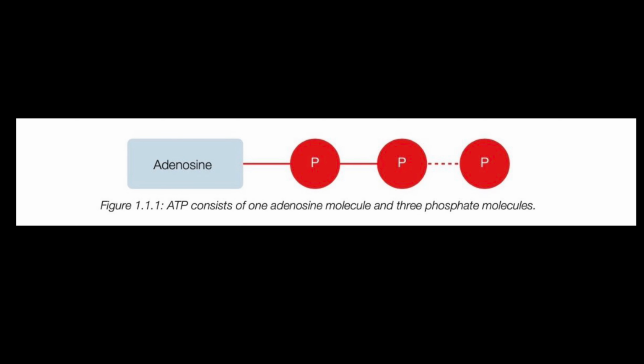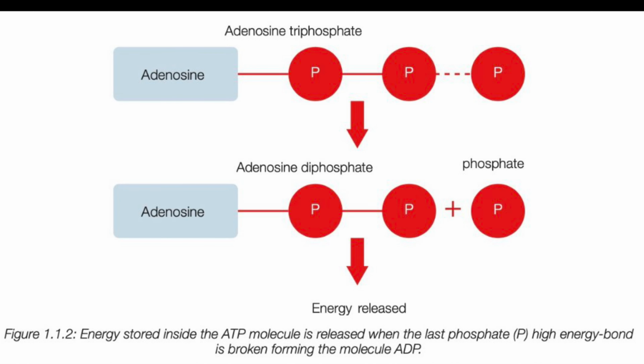Adenosine triphosphate, commonly known as ATP, is a universal and immediately usable form of energy for all work performed by any cell within the body. ATP consists of one adenosine molecule and three phosphate molecules. Energy is created when one of the phosphate molecules breaks off, allowing the body's cells to perform work.